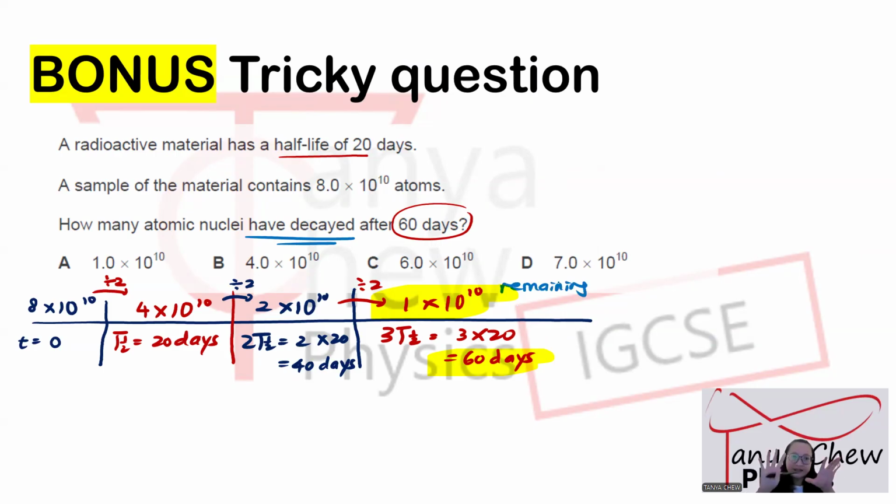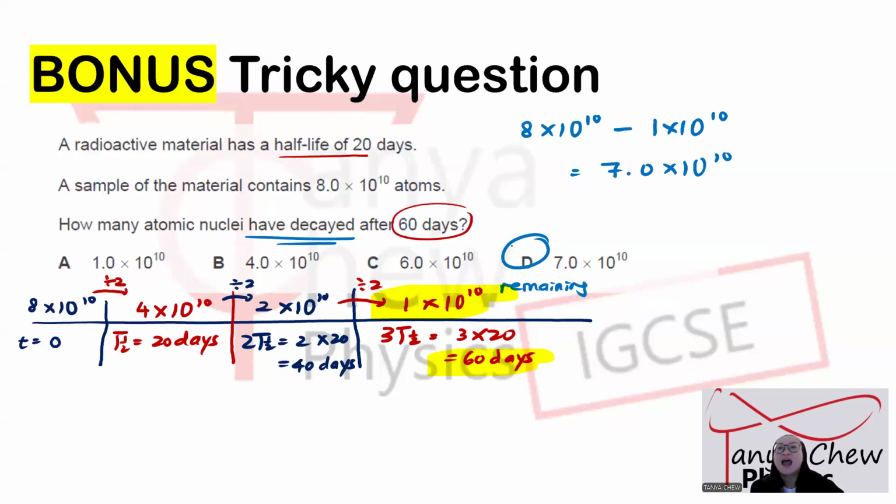The one that has decayed, you have to take your initial value minus the remaining. Initial atoms, 8 times 10 to the power 10 atoms, minus the remaining 1 times 10 to the power 10, which gives you 7 times 10 to the power 10. So 7 times 10 to the power of 10 atoms have decayed.